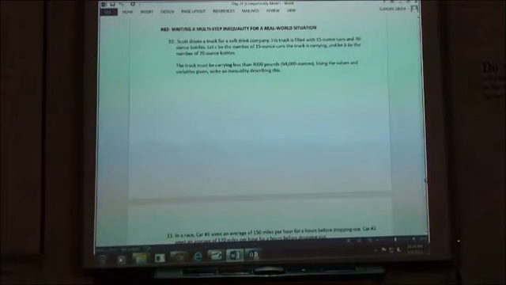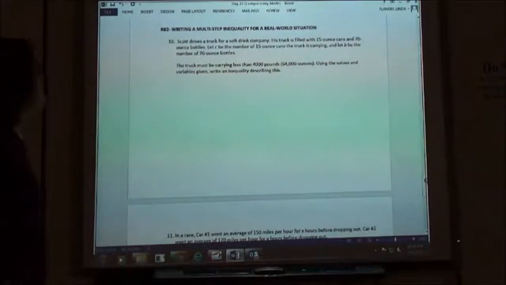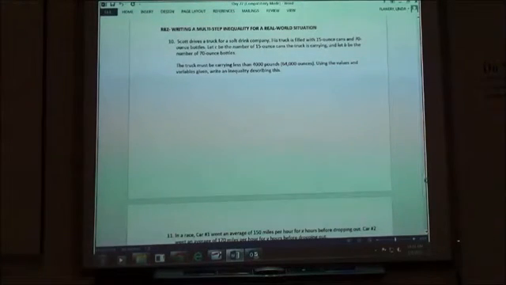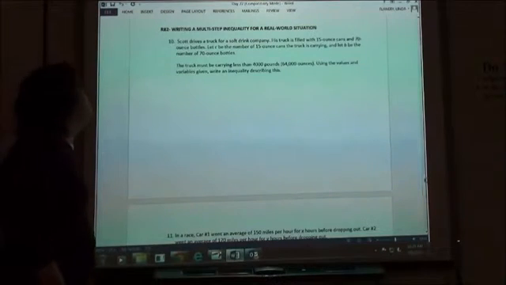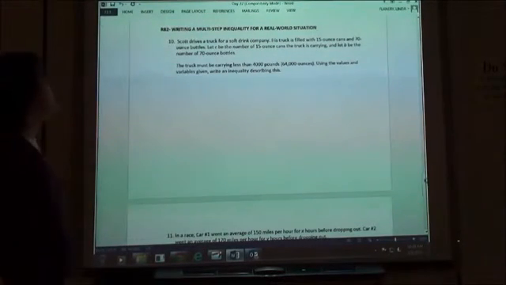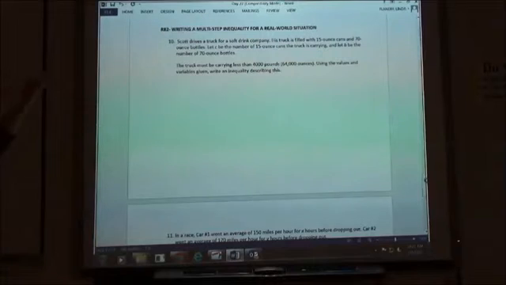It says Scott drives a truck for a soft drink company. His truck is filled with 15-ounce cans and 70-ounce bottles. Let C be the number of 15-ounce cans the truck is carrying. Let B be the number of 70-ounce bottles. The truck must be carrying less than 4,000 pounds or 64,000 ounces. Using the values and variables given, write an inequality that describes what's going on.